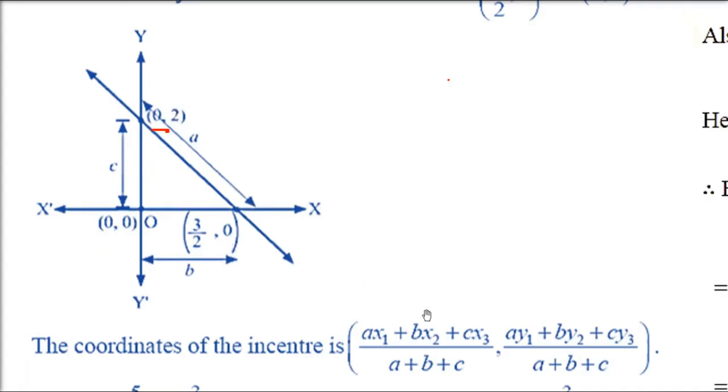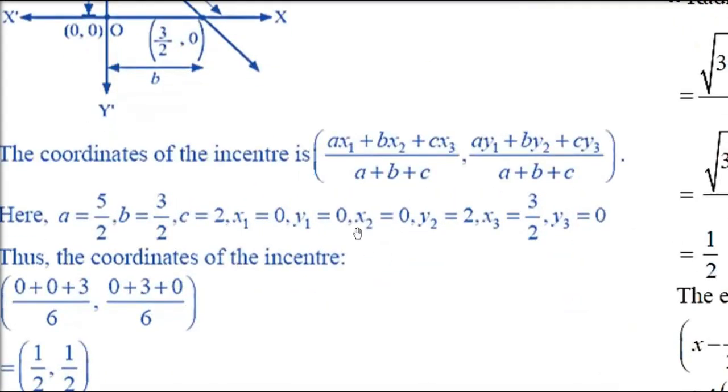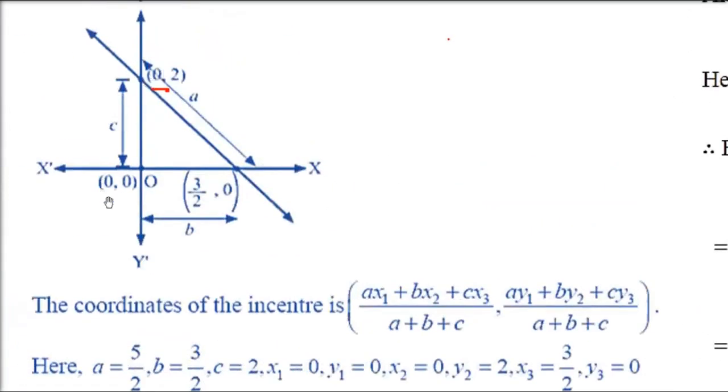So how do we do this? First thing is x1, y1, x2, y2 and x3, y3: 0, 0, 0, 2 and 3 by 2, 0. This we can decipher from this triangle and this figure.